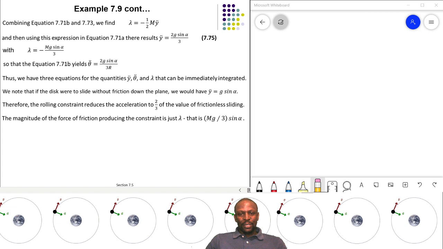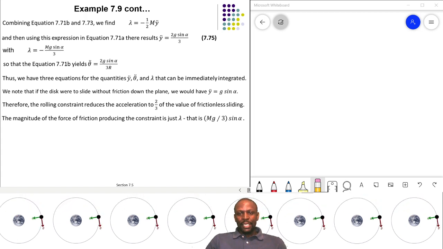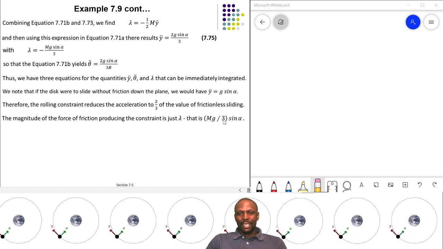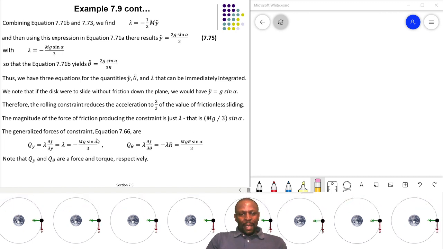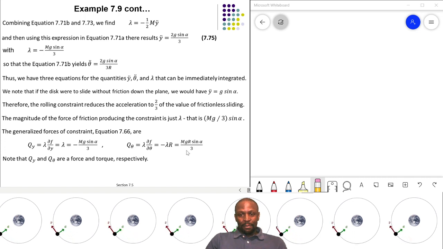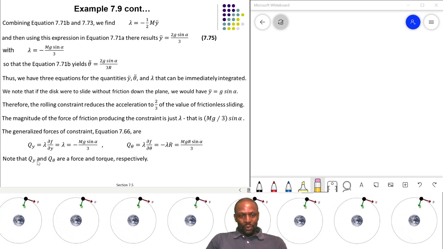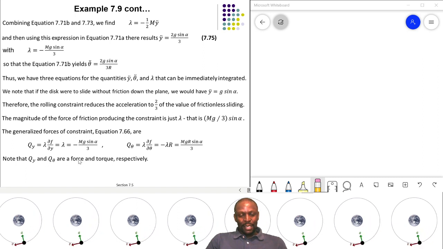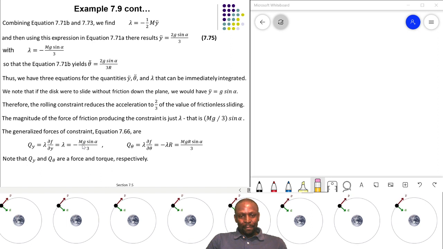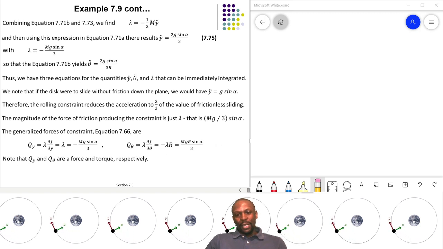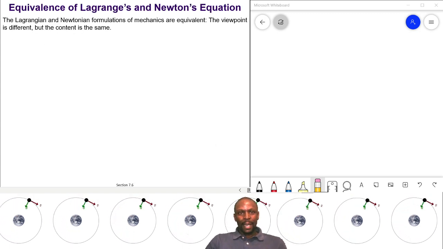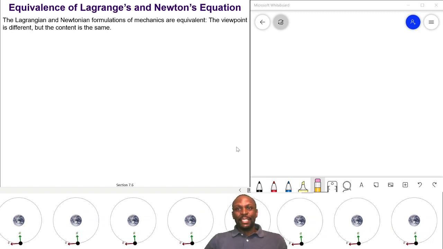Now, the magnitude of the force of friction producing the constraint is just this lambda, and that lambda is given by this equation, because that's the force. Now, Qy is given by this equation, and Q theta is given by this equation. Note that Qy is just the force, but the force multiplied by the distance is nothing else but the torque, which is the Q theta. Right.